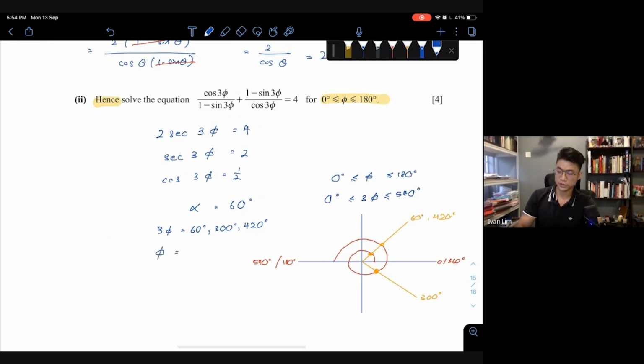Where your phi is equal to 20 degrees, 100 degrees, and 140 degrees, because we divide it all by 3.